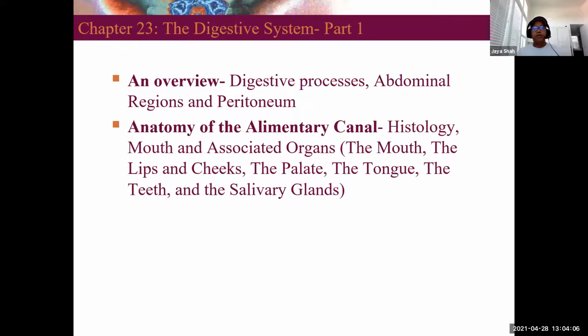So in the anatomy of the alimentary canal, we're going to talk about the histology, from the mouth to the anus, and associated organs like the mouth, lips, cheeks, the palate, the tongue, the teeth, and the salivary glands. Okay. So before we go to other parts, let me tell you one thing. The digestive system organs are divided into 2 groups.